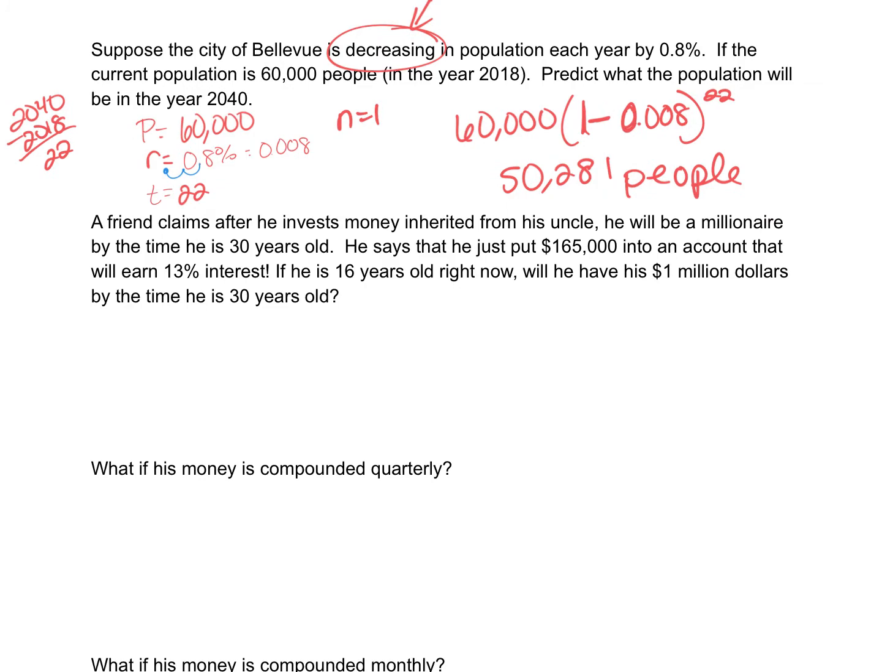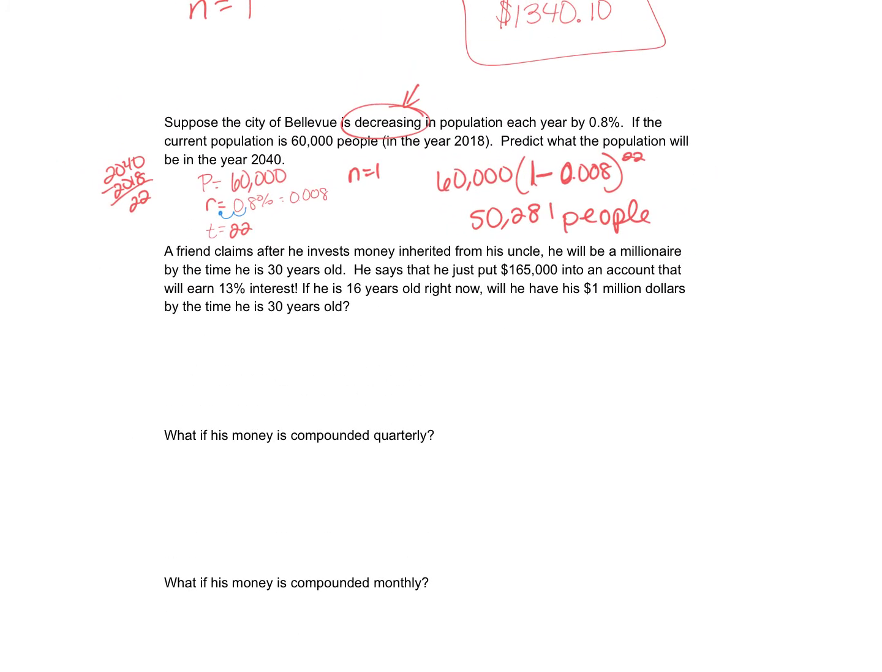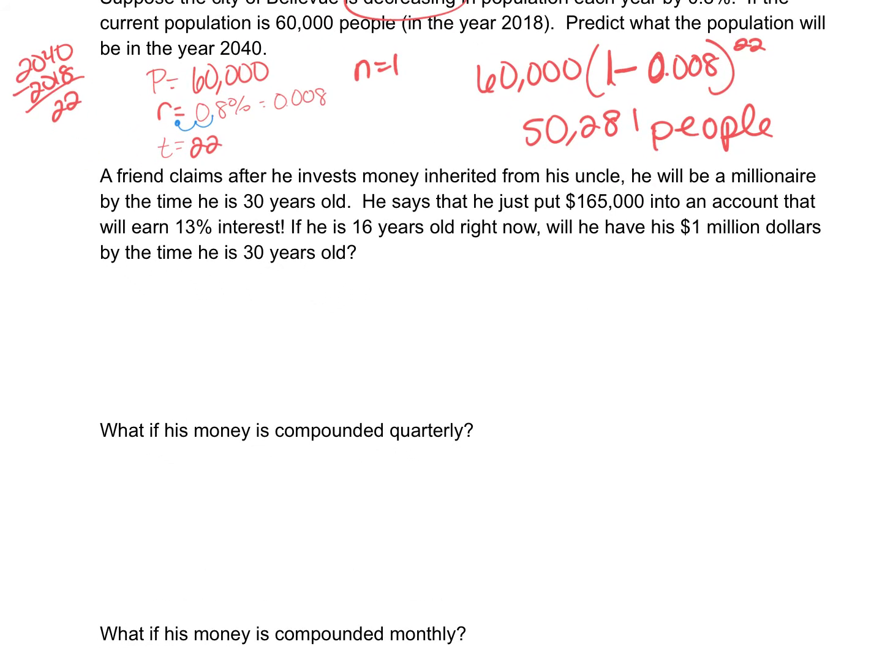Okay, last problem. Well, it's the same problem, but a couple different ways. A friend claims after he invests money inherited from his uncle, he will be a millionaire by the time he is 30. He says that if he puts $165,000 into an account that will earn 13% interest, if he is 16 years old right now, will he have $1 million by the time he is 30? So let's figure it out.